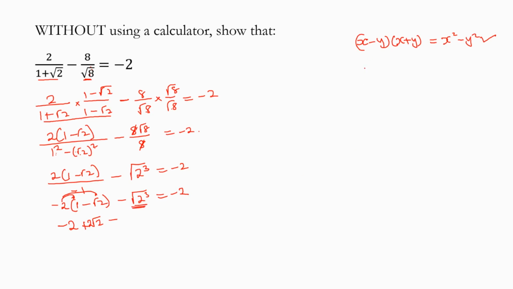it can be broken into 2 squared times 2, isn't it? And then we get 2 square root of 2 because square root of 2 squared is 2. And then we remain with 2 square root of 2. So we can have 2 square root of 2 here is equal to negative 2. And then 2 square root of 2 minus 2 square root of 2 is 0. So negative 2 is equal to negative 2. So we have proved that the left-hand side is equal to the right-hand side. See that? We have proved that.